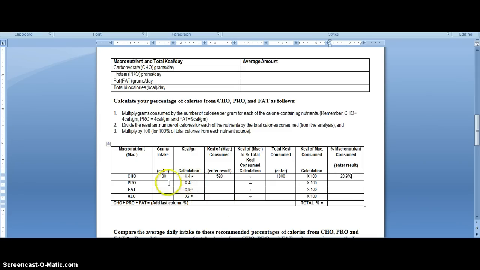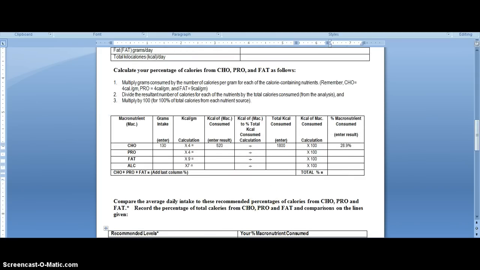You continue to do that with your grams of protein, your grams of fat, and if you consumed any alcohol, the grams of alcohol. Continue to do it with each of these and fill out the information in the chart. Do not forget to add the percentages of all of your carbohydrates, your proteins, your fat, and your alcohol. Total up your percentages here in this last column.